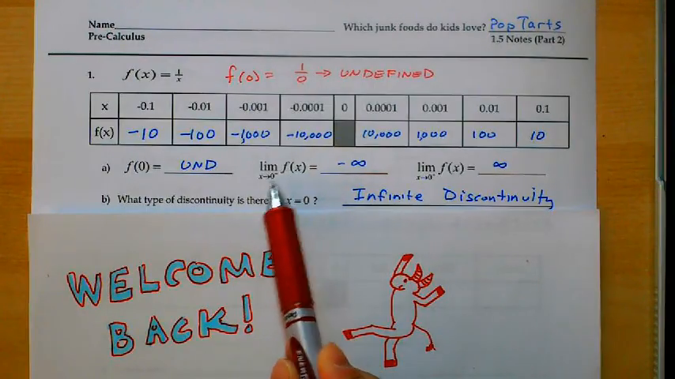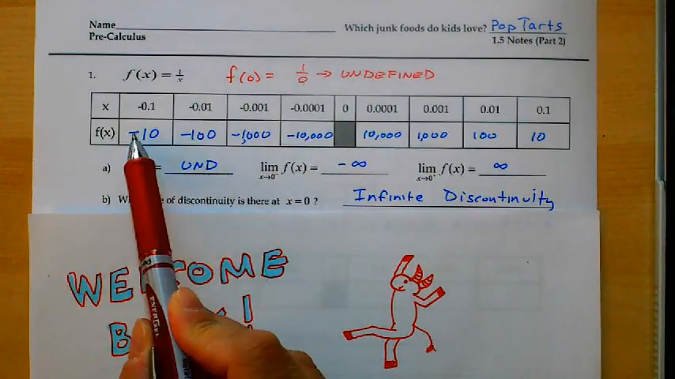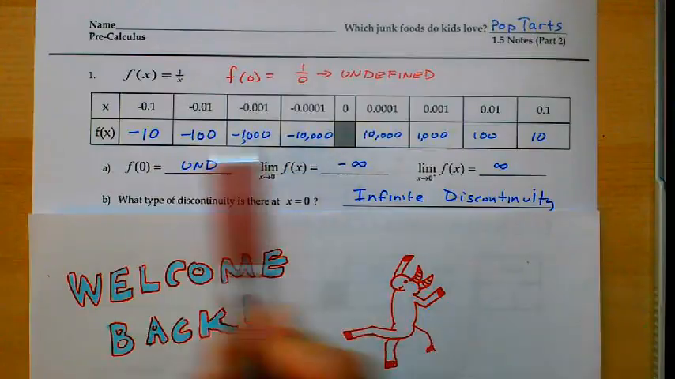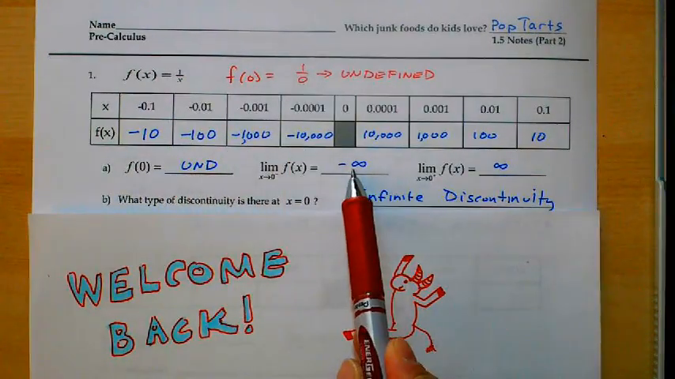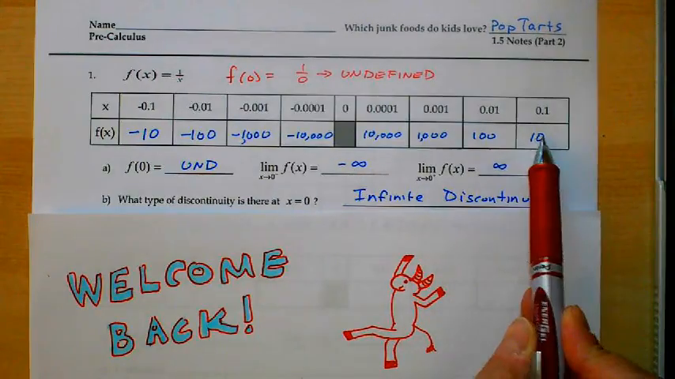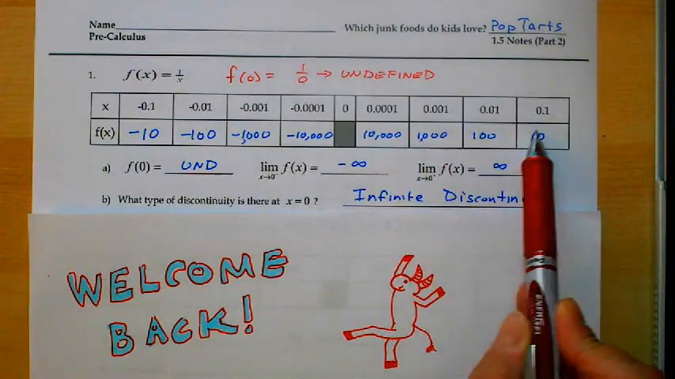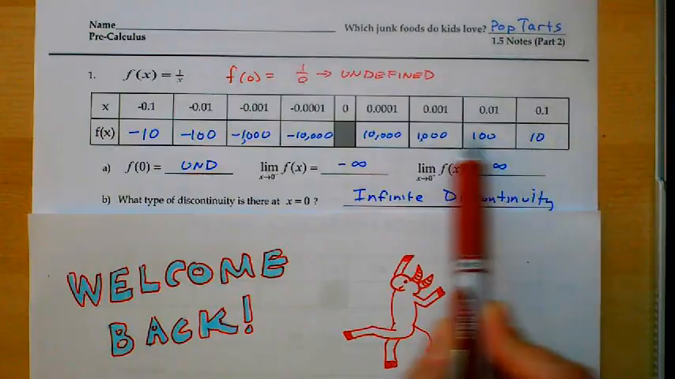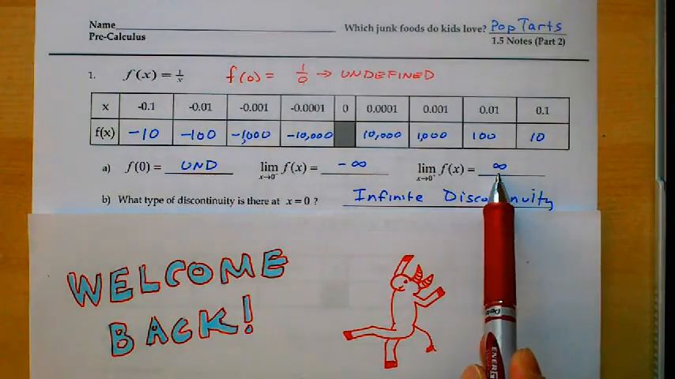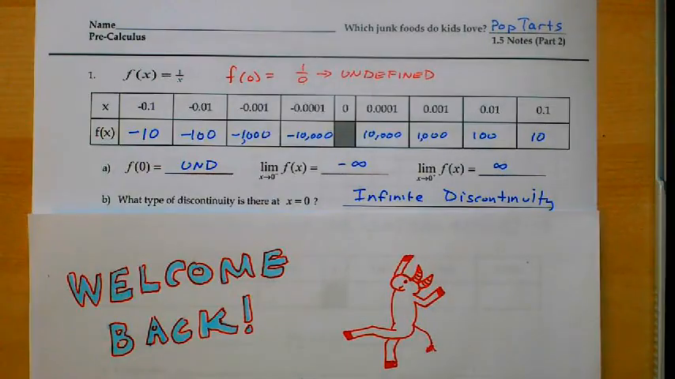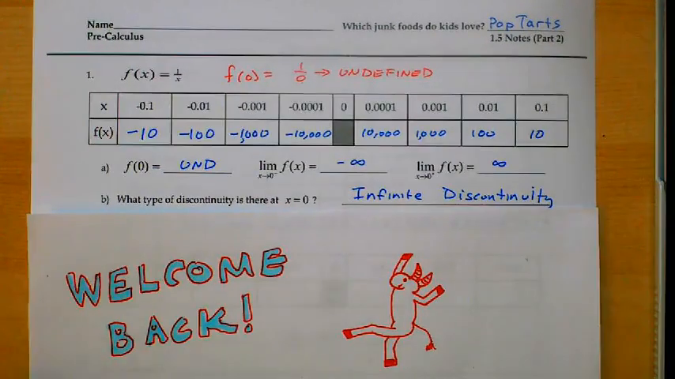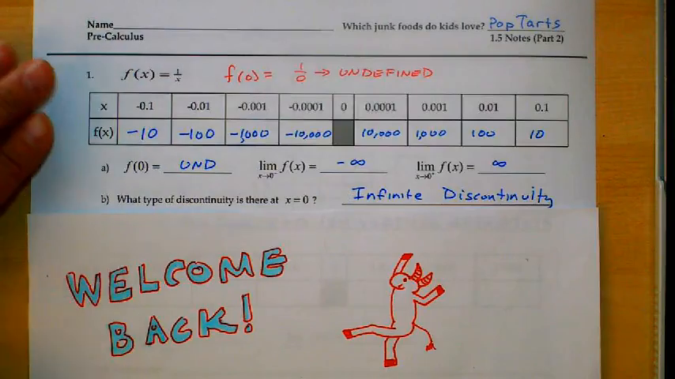Limit of f of x as x approaches 0 from the left. All right, the trend in these y values is they're getting very, very large and negative. The limit is negative infinity. And from the right, we see these y values increasing without bound, and we would call this limit of f of x as x approaches 0 from the right, positive infinity. And we know to call this an infinite discontinuity.